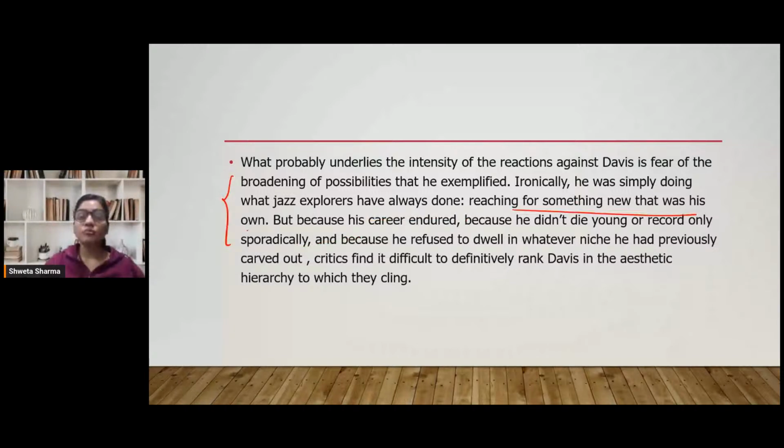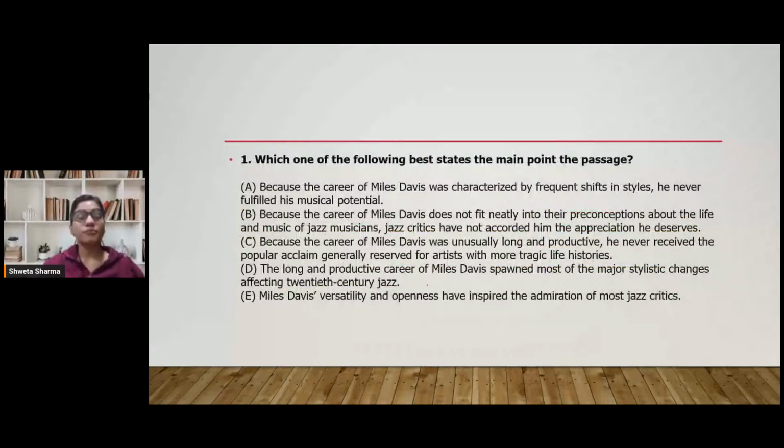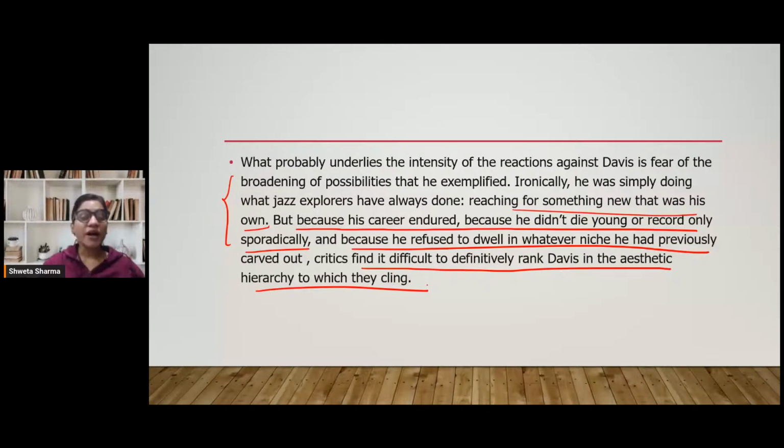But because his career endured, because he didn't die young or record only sporadically, he refused to dwell in whatever niche he had previously carved out. Critics find it difficult to definitely rank Davis in the aesthetic hierarchy to which they cling. They can't call him an aesthetic music player. Why? They always cling to that, but they can't count him in that. Right? The reason is that whatever niche he had previously carved out, he didn't die young or record only sporadically. Whatever his career could endure, he did it till then.